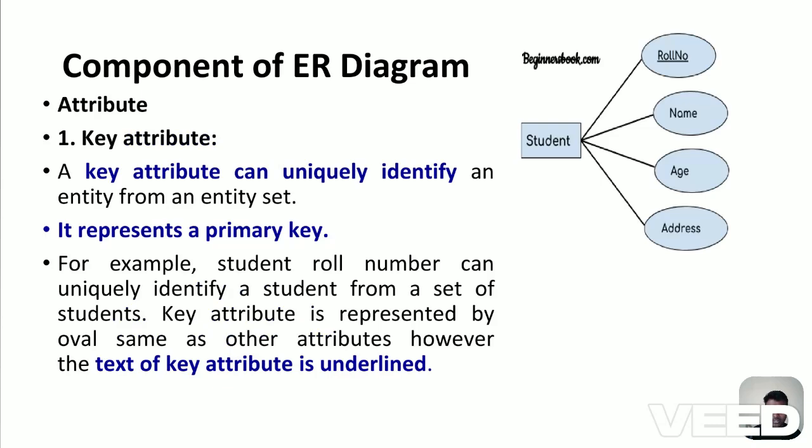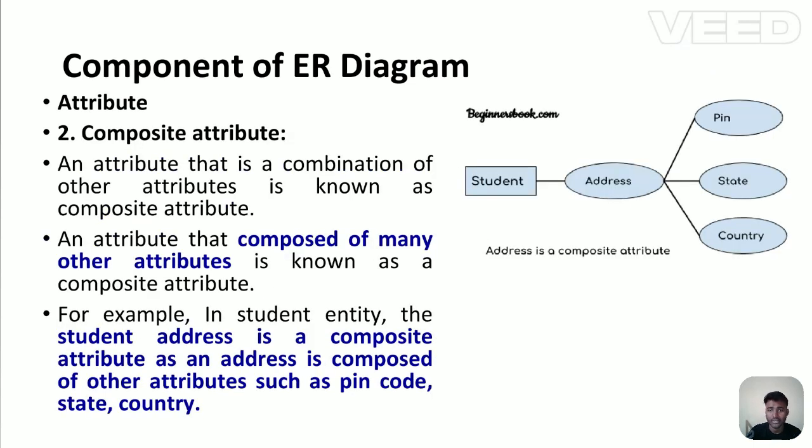Key attribute. A key attribute can uniquely identify an entity from an entity set. Like a key attribute is something which uniquely identifies the entity. Like every student has a different roll number. So with the help of a roll number, every student can be represented. So this was an example of a key attribute. The text of a key attribute is underlined. And this is the representation of a key attribute, like it is underlined.